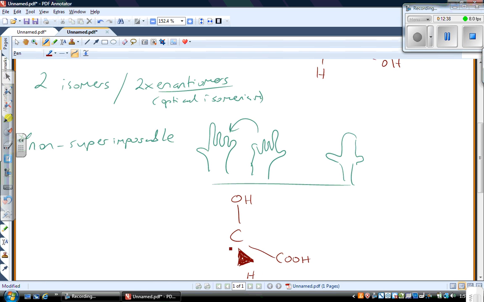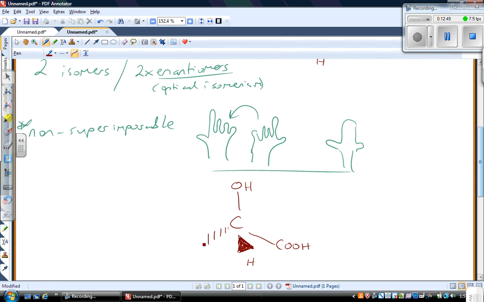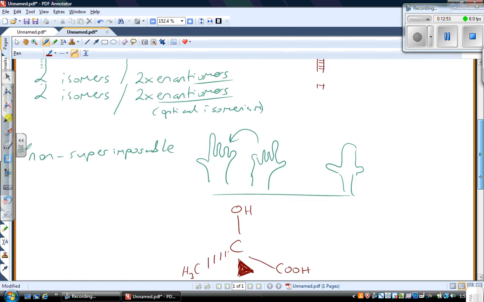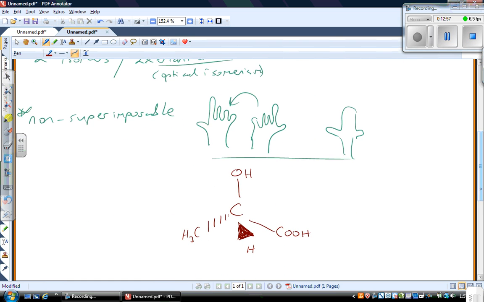And then going into the back of the page, we have our dash. We want to illustrate that using the dashed wedge, and that's going to be a methyl group, CH3. So that represents the 2-hydroxypropanoic acid enantiomer that we drew initially. Okay, so if the methyl group here represents the thumb, that can represent the left-handed model.